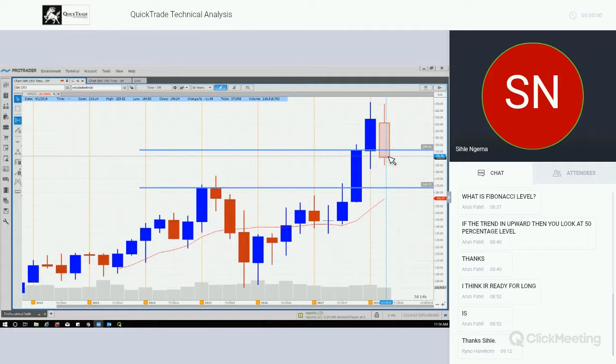Even if the rand does come back down to 13, we should still see the rand weakening, maybe towards 14. Is it 14? I'll tell you what that level is. Yeah, I think it's 14.50. The rand could actually touch 14.50 sometime this year. Around 14.50, I think we have some buyers maybe waiting there, expecting the rand to strengthen from that level onwards. So 14.50 is another level again.